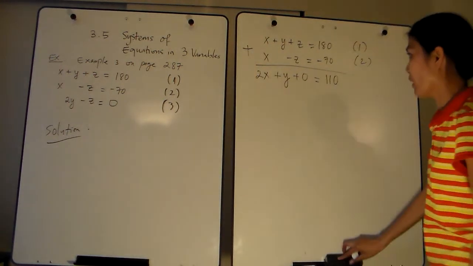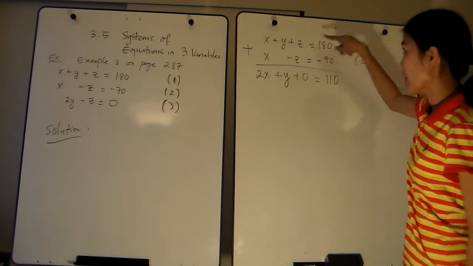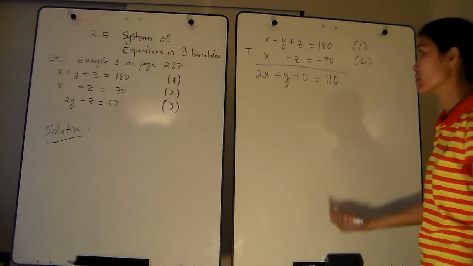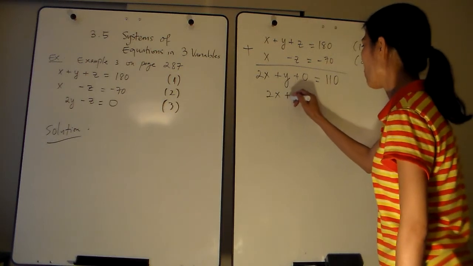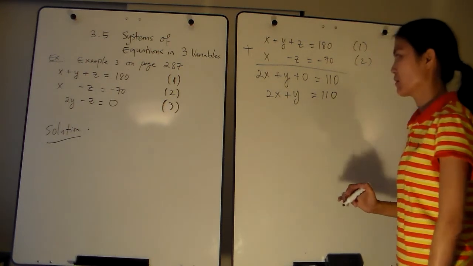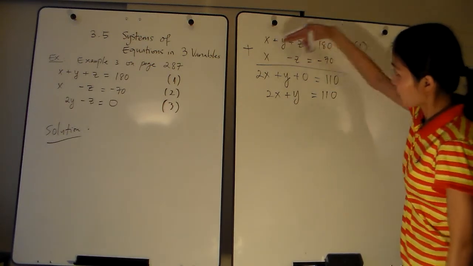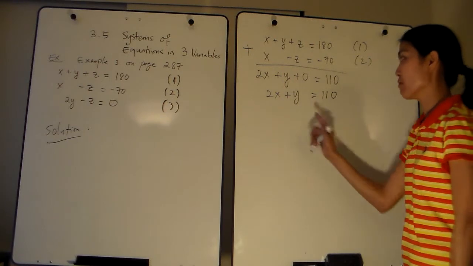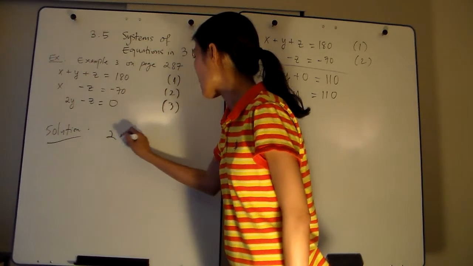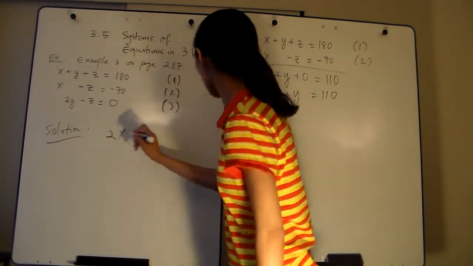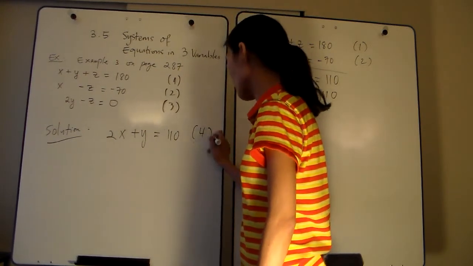Okay? We're adding because this constant is negative. So 180 plus negative 70 means you take 180, subtract 70 to get 110. 2x plus y equal to 110. So we just converted the first 2 equations with 3 variables to 1 equation with 2 variables, x and y. Let's call this equation 4. So 2x plus y equal to 110, equation 4.